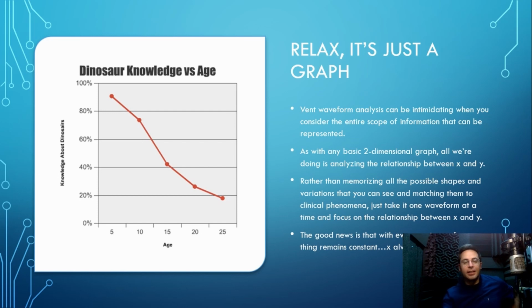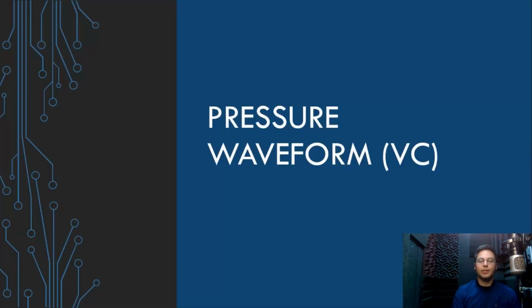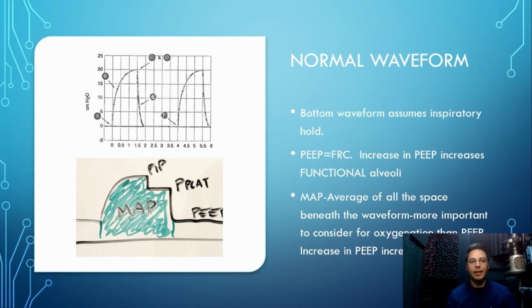I like to think of it as, instead of memorizing a shape, I'm reading a wave, just comparing X and Y. And the really good news is that in all of our ventilator waveforms and loops, the X-axis remains constant. It's always the same thing. It represents time. X equals time. So I'm going to go over our different scalars that we will see on the ventilator and go over their component parts and the information we can gather from them.